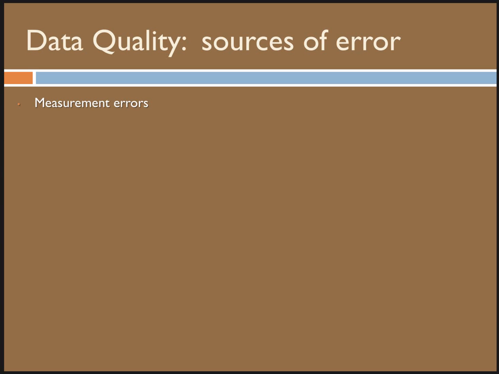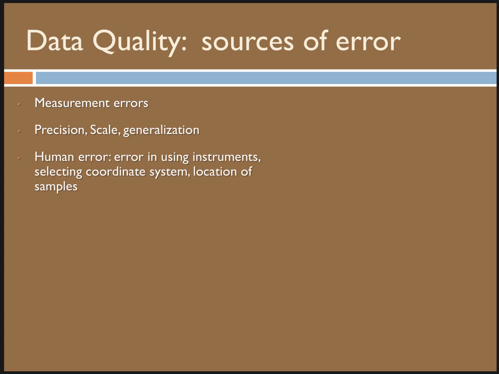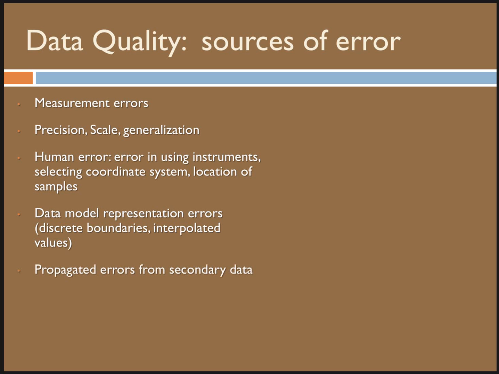There's measurement errors, obviously. We have errors that can come from precision, misjudgments, inappropriately applying scale, generalizations that we make, human error, using the instrument incorrectly when we're collecting data, selecting the wrong coordinate system to make measurements in, incorrectly locating sample locations. We can have data model representation errors, so choosing vector as our data format when it really should be raster, interpolating values incorrectly. Anyway, that's pretty obvious. Propagated errors coming in from secondary data.